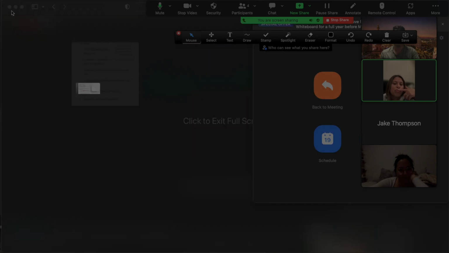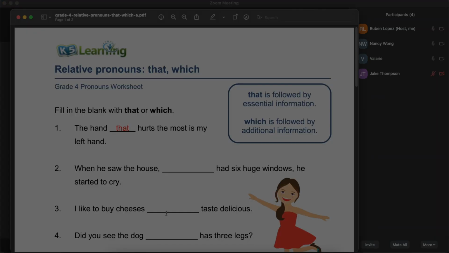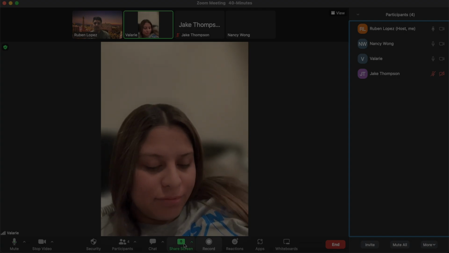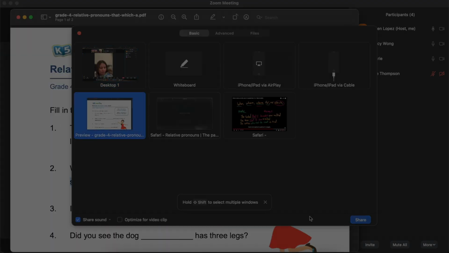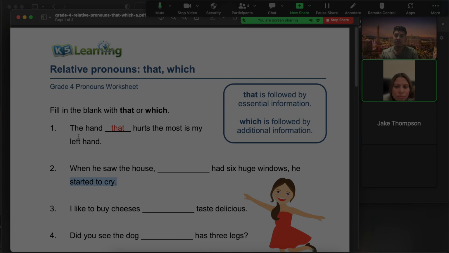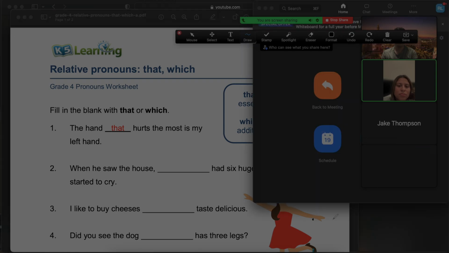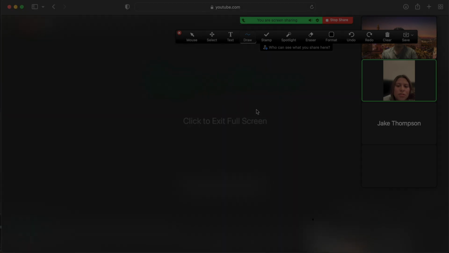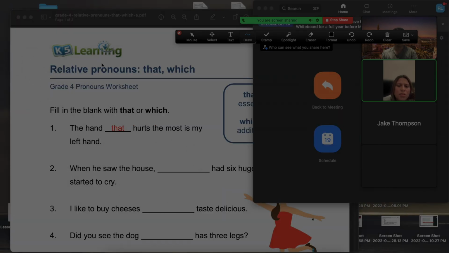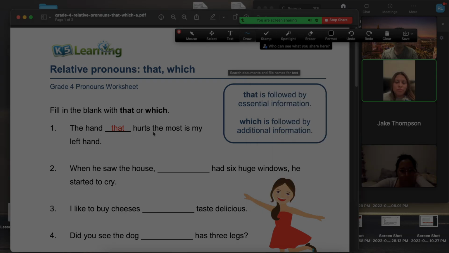So now let's work on another activity. This time we're going to be filling in the blank with what is the appropriate relative pronoun. So for example, we're only going to be using the words that or which in these cases. So, Valerie, can you see this okay? Yes. Okay, cool. The hand that hurts the most is my left hand. When he saw the house, blank, had 6 huge windows, he started to cry.